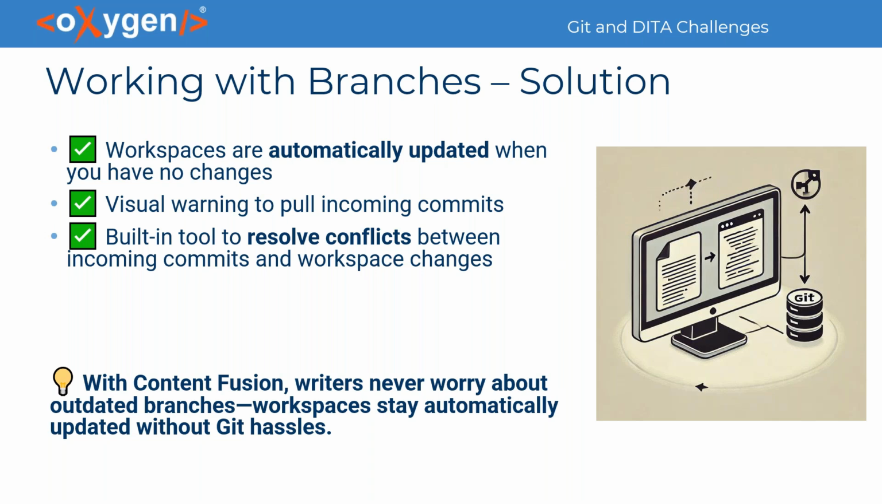Another problem that people have is that when you are working on a branch, maybe someone else also is working on that branch, and your working copy is a bit outdated. And for this reason, we made workspaces automatically update. So when you open a browser tab on a workspace and you don't have any outgoing changes in that workspace, it is updated automatically. And we also cover cases when there are incoming commits. For example, we show a warning to let you know that there are incoming commits, and we also have a built-in tool to help you resolve them.